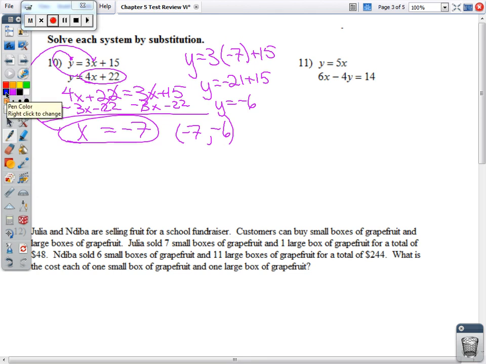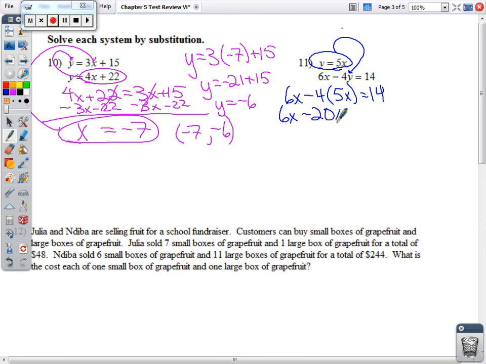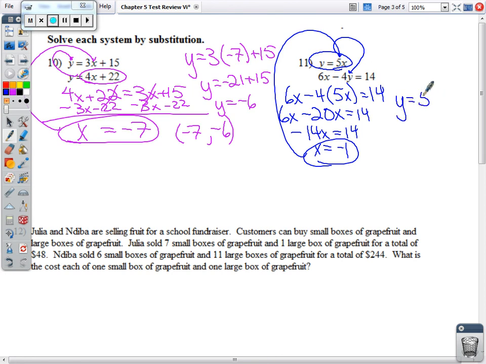Now, number 11, even easier than the other one. Because y is already solved here, y equals 5x, I'm going to plug y into the other equation. So we have 6x minus 4 times what y is equal to, which is 5x, equals 14. So we have 6x minus 20x equals 14. So we have negative 14x equals 14, therefore x equals negative 1. I'm going to plug it back into the first equation since that's going to be the easiest to solve for y. We have 5 times negative 1, which is just negative 5. So my ordered pair is negative 1, negative 5.